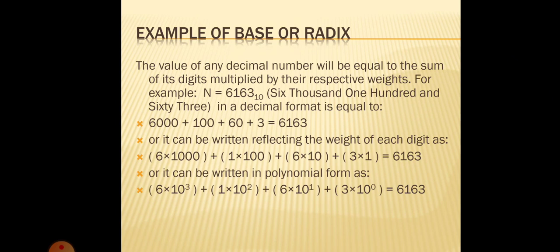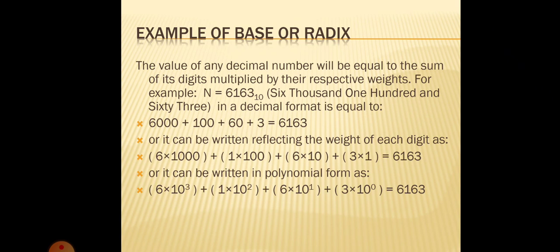Or it can be written in polynomial form. In the last line, it is a polynomial expression, that is 6 into 10 raised to the power 3, which is equal to 1000, plus 1 into 10 raised to the power 2, plus 6 into 10 raised to the power 1, plus 3 into 10 raised to the power 0. Okay, so from this we can see that at the very right, that is 3 into 10 raised to the power 0, it is the last digit of that number.